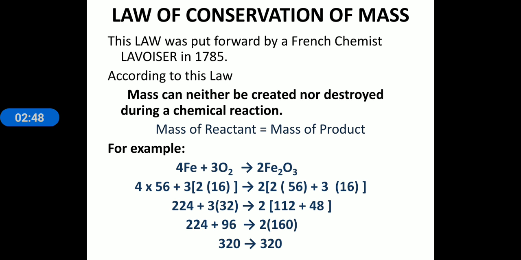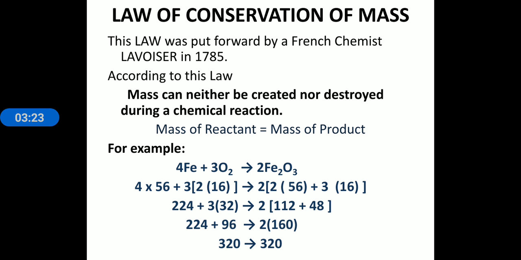So the net mass on the reactant side is equal to 320 grams. On the product side, there are total 4 atoms of iron and 6 atoms of oxygen. So 56 is the mass of iron. 2 multiplied by 56, we get 112. 3 multiplied by 16, 48. 112 plus 48, 160. 160 multiplied by 2, 320.